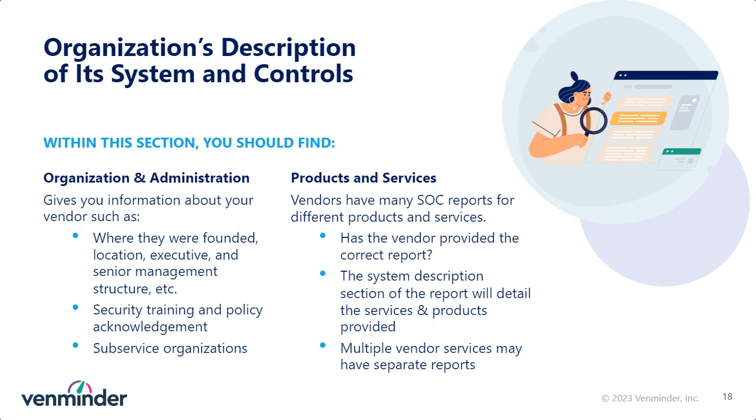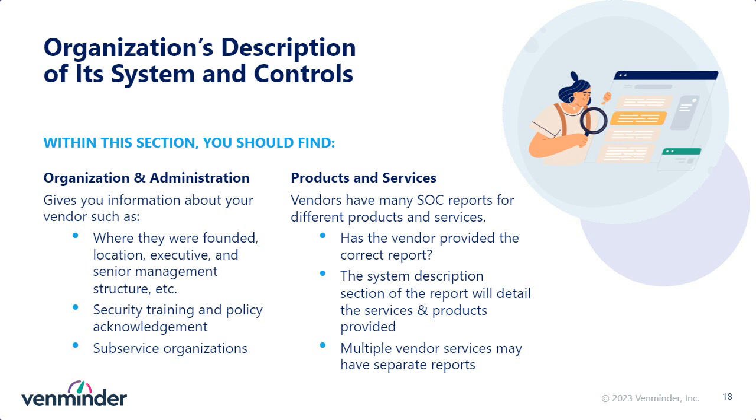When you're looking at this report, you're really going to want to make sure that the following pieces are included. What's the tone from the top? Is there board of director and executive leadership support of risk management? Things like security training, policy acknowledgement. Do they have a third-party risk management plan? And then, of course, subservice organizations. It's important to understand those pieces as well.